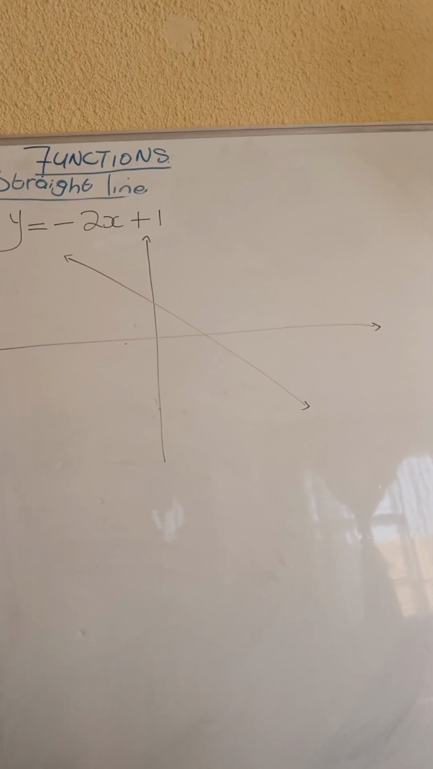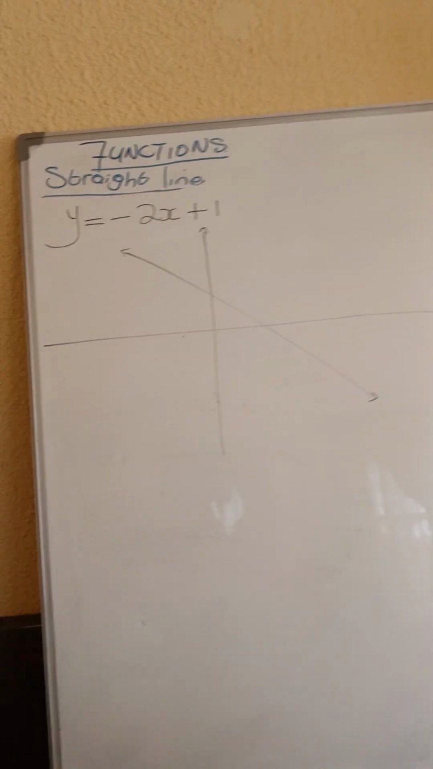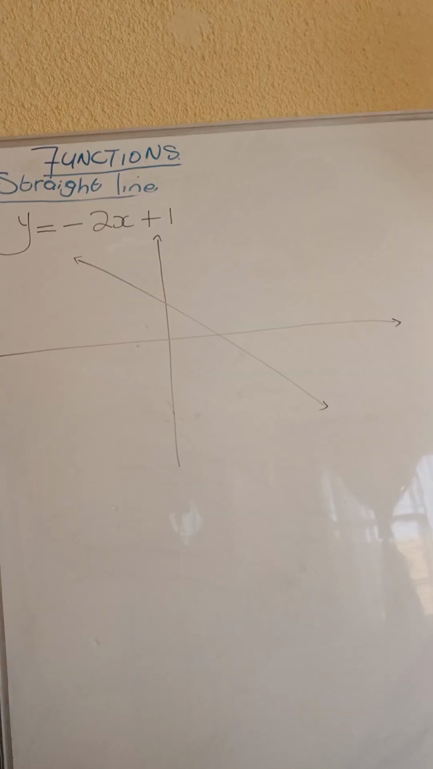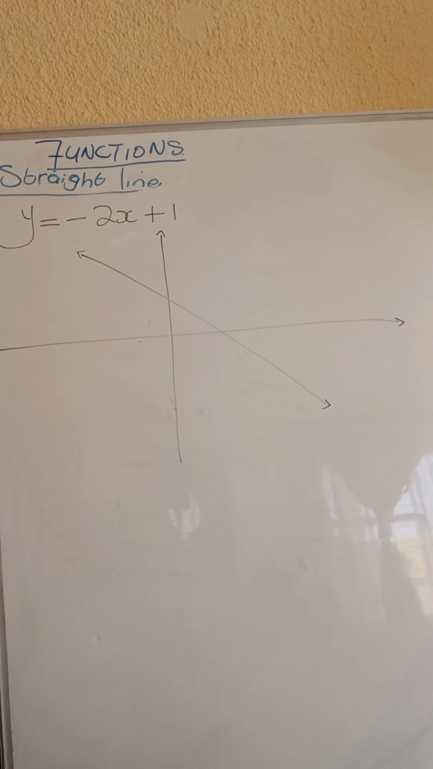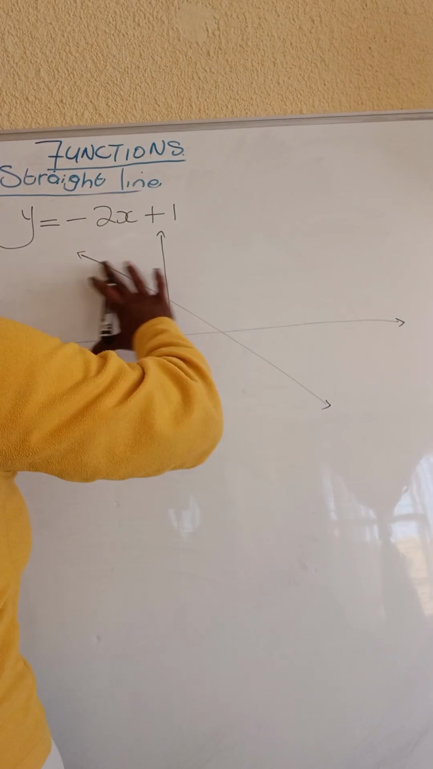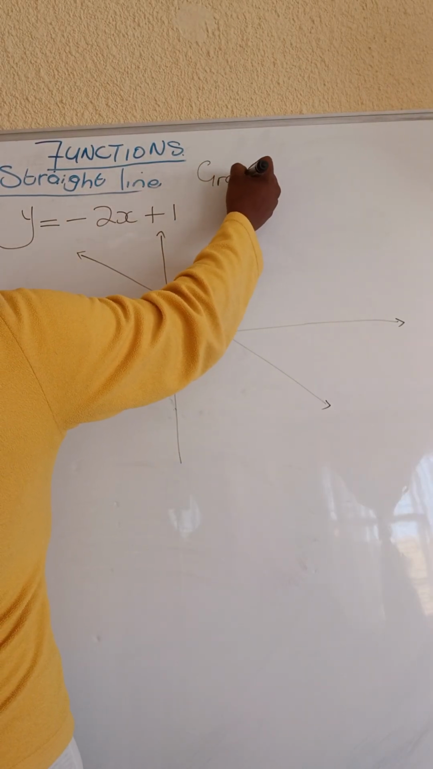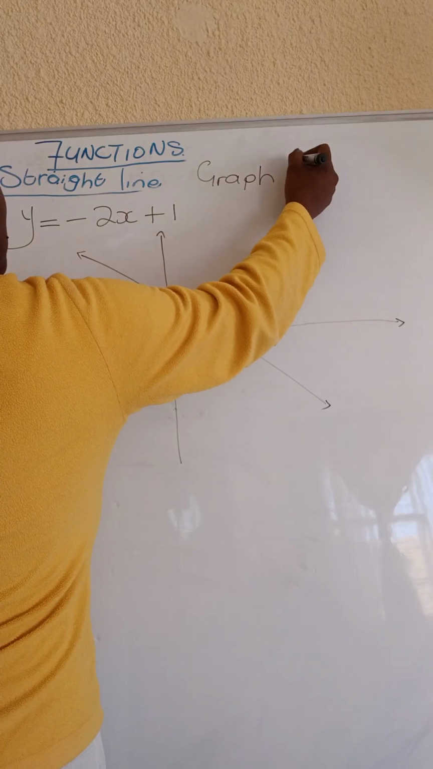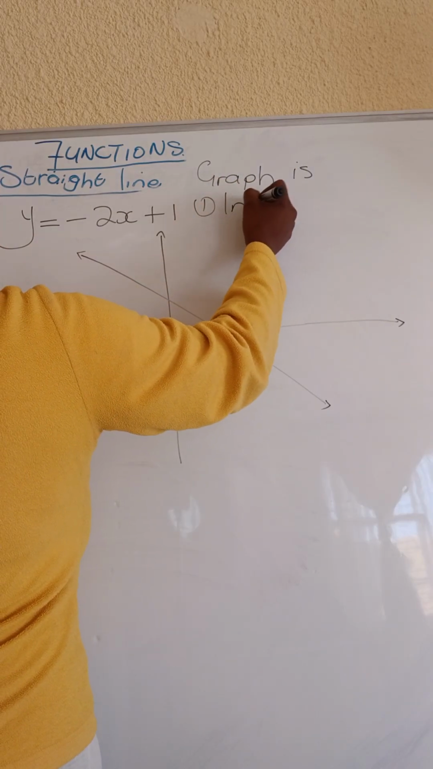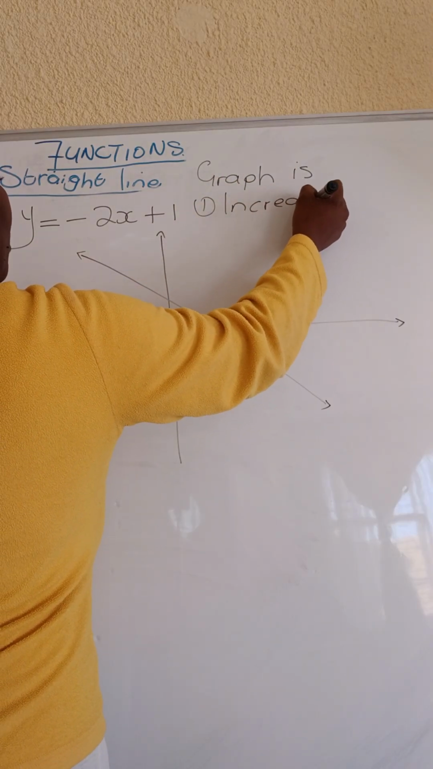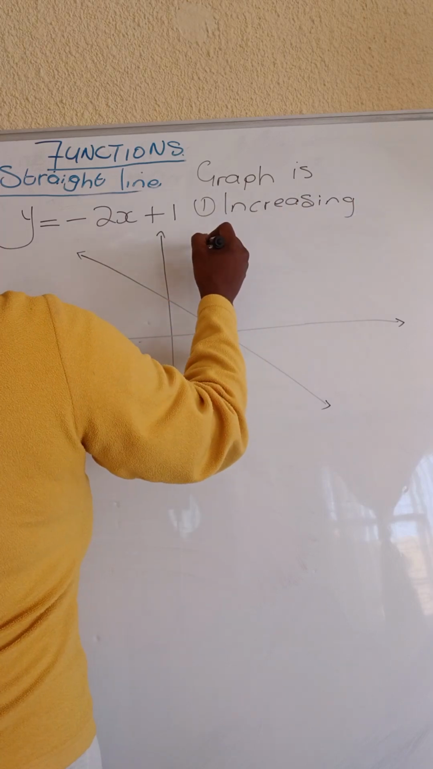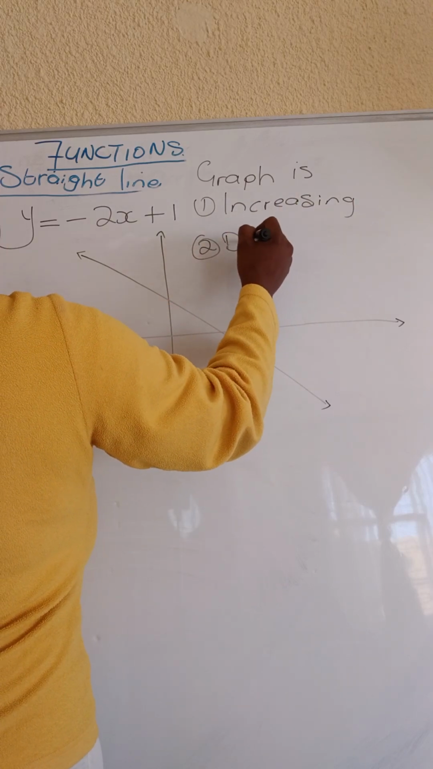We are still on the straight line function, and in this tutorial I want to look at the points on your graph where the graph is, one, increasing, and two, decreasing.